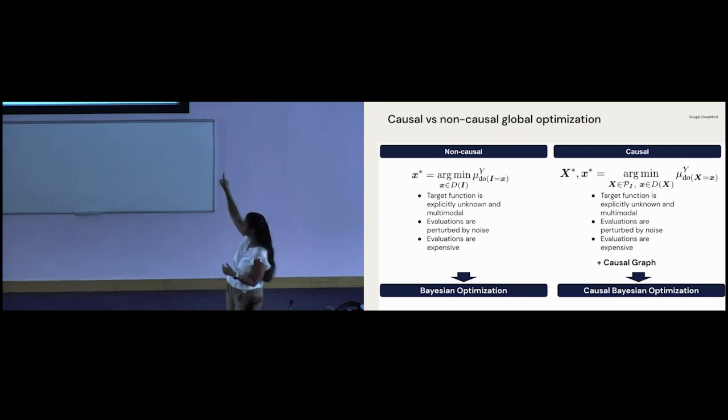Now, when this is all true, so the function is unknown, multimodal, perturbed by noise, costly, and you also have a causal graph that describes the relationship between inputs and outputs, so there's a structure in the problem that can be represented by a causal Bayesian network, then you might want to use causal Bayesian optimization. I'm not sure how many of you are comfortable with Bayesian optimization, so while talking about this, I'm going to try and make a parallelism between the two.